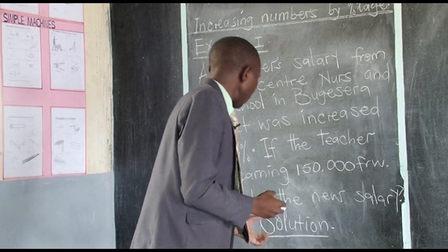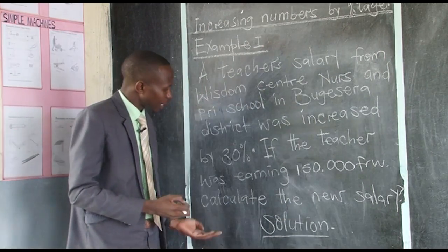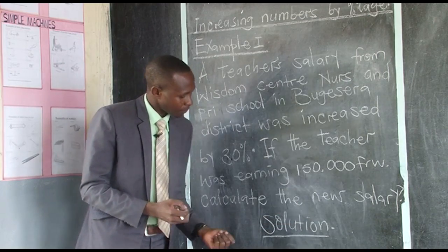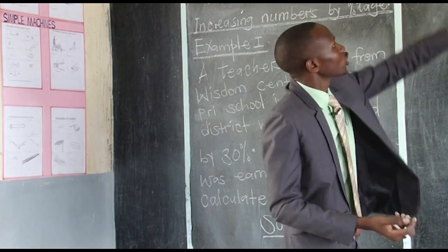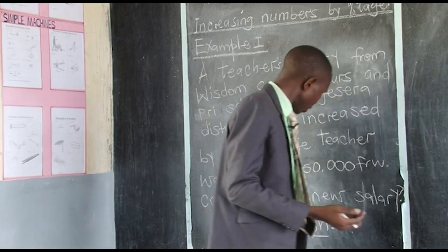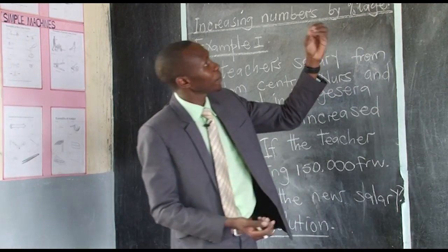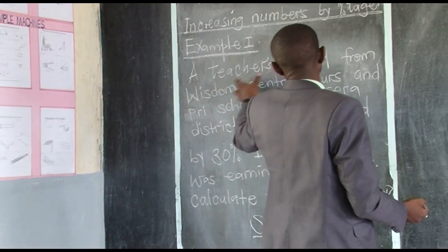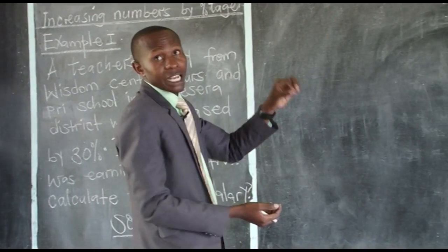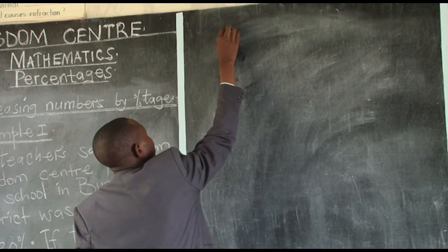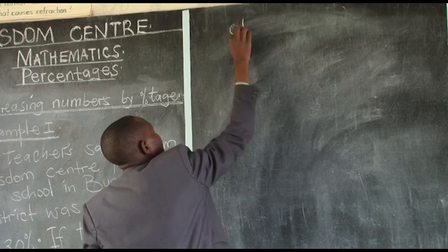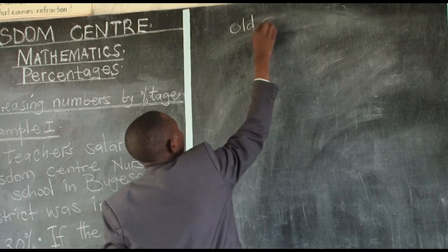So we shall not waste a lot of time. We shall look at the question: calculate the new salary. Solution simply means I'm going to find the answer. Since here there is no space, first of all, look at the salary that the teacher has been earning. We shall call it original salary or old salary.